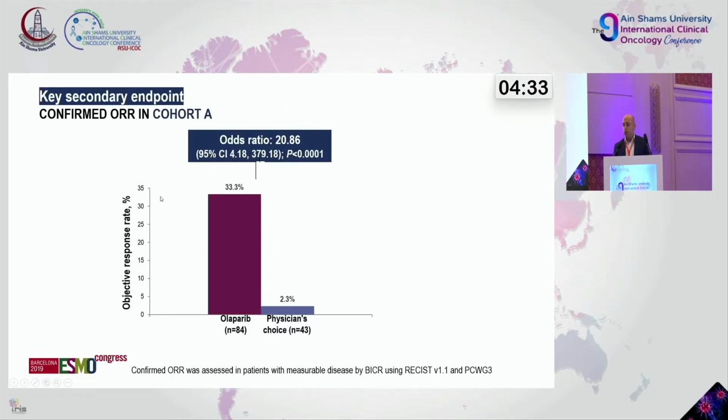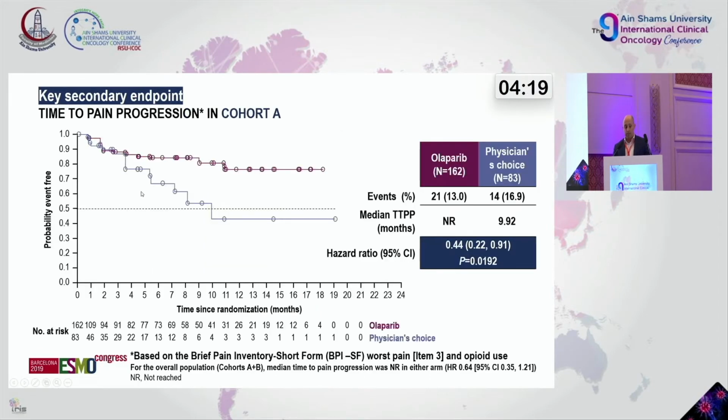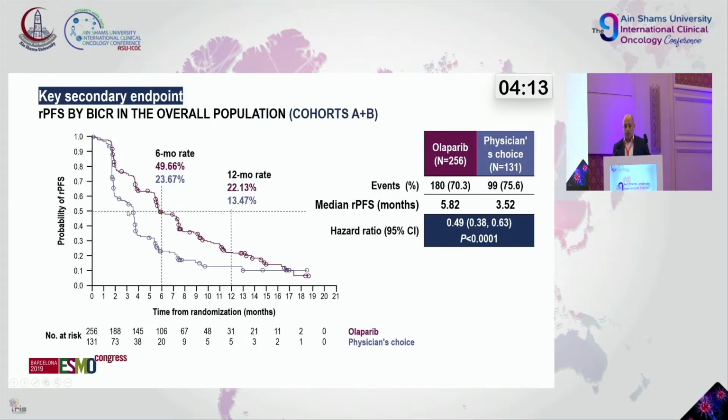Again, confirmed overall response rate. As you can see, the difference in those diagrams is 2.3% versus 33%. You're talking about a 31% overall response rate, which is really good. And then time to pain progression. So you get a good quality of life and pain control with the addition of olaparib.